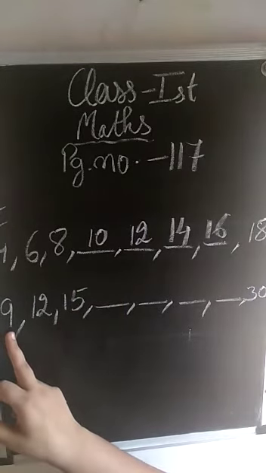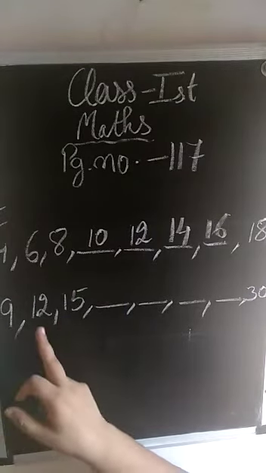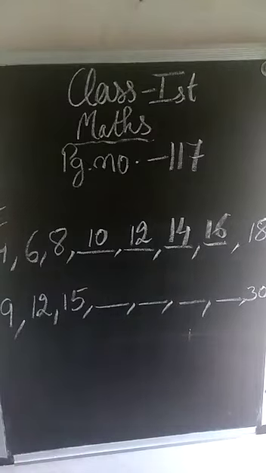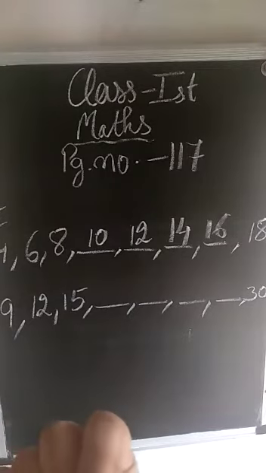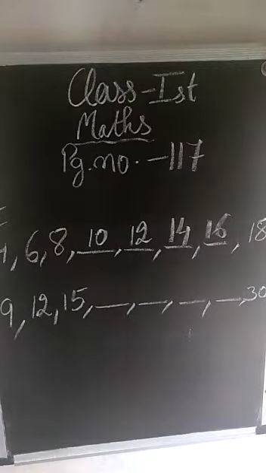Now come to your next sum, that is 9, 12 and 15. 3 numbers are given. So I will start counting from the number that comes after 9. So raise your fingers along with me.